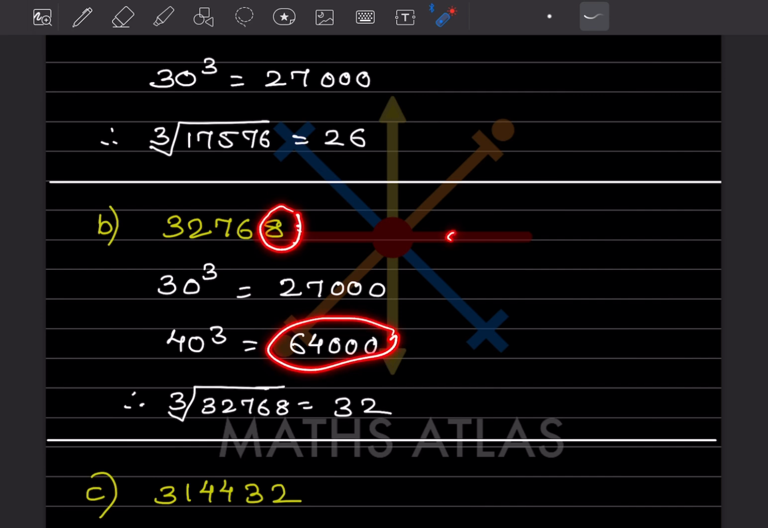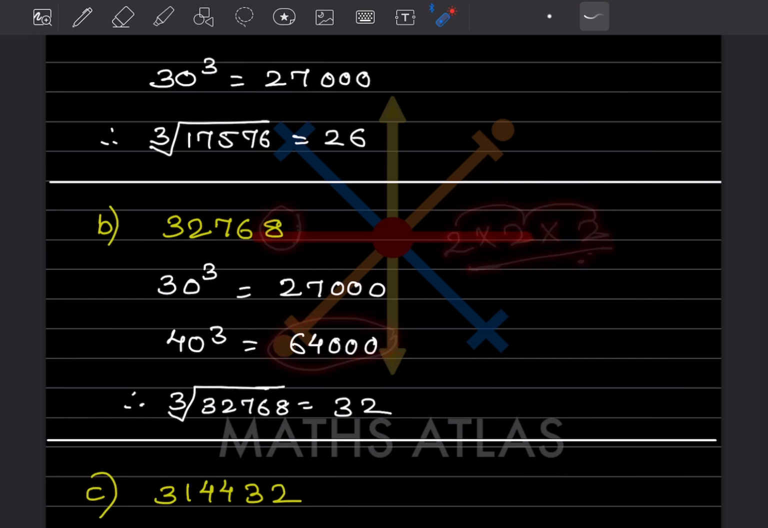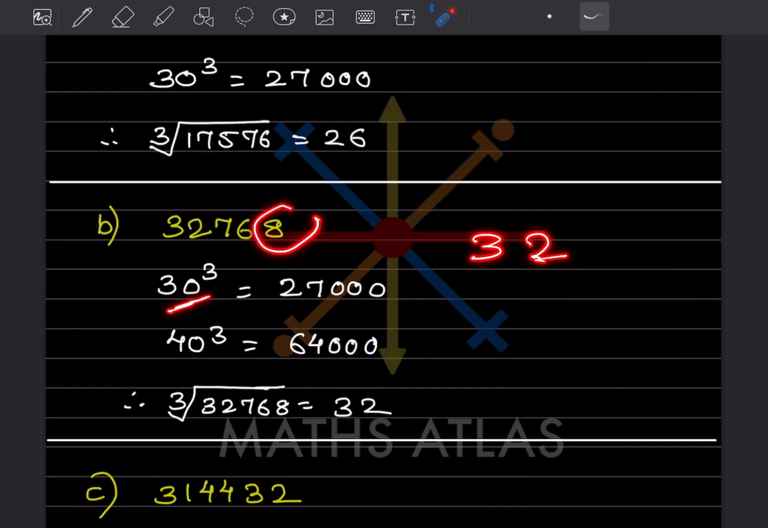So where do we get 8? 2 into 2 into 2. That is, 2 2s are 4, 4 2s are 8. Because it is cube, it means 3 times you have to multiply 2. Then you get 8. So the only possibility here is 30, and that is because we saw this 8. So we can write here: cube root of 32768 is 32.